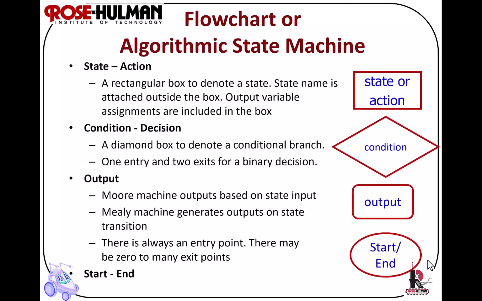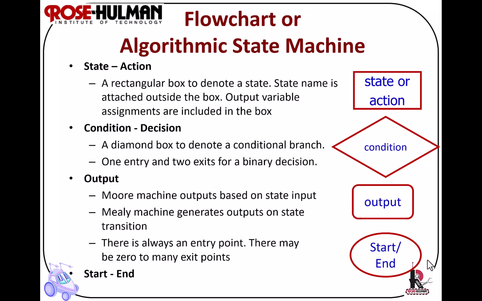A flowchart can also be called an algorithmic state machine, where you have a state or an action in a rectangular box. Then the output variables are included in a box, and then you have a condition or a decision, and then you output, and then there is something that denotes a start or end. Note that you could have a Moore or Mealy state machine, where the Moore machine outputs based on the state input, or a Mealy machine generates outputs on state transition.